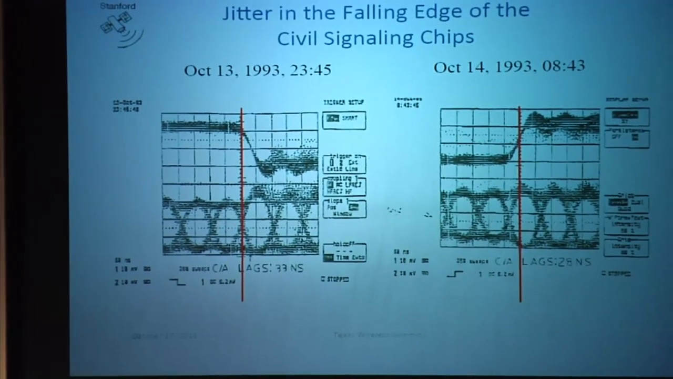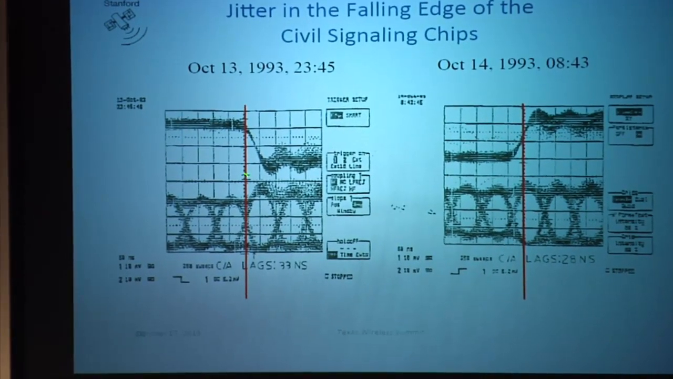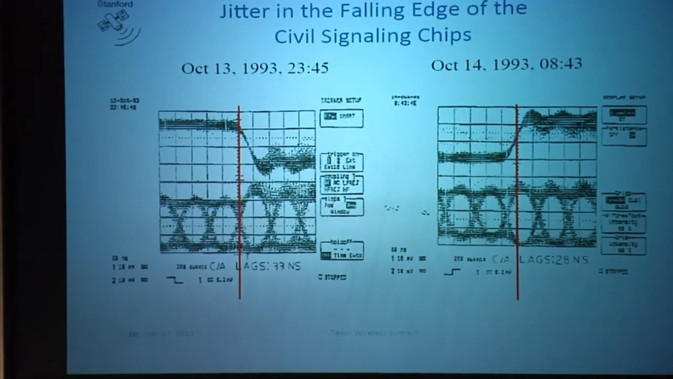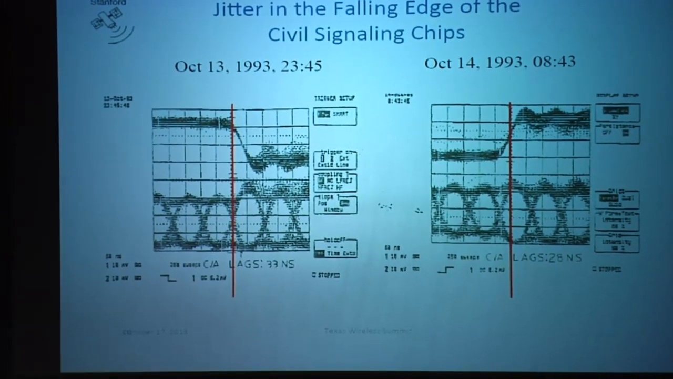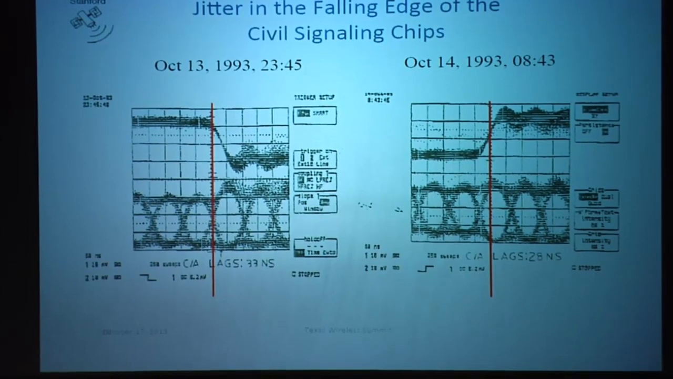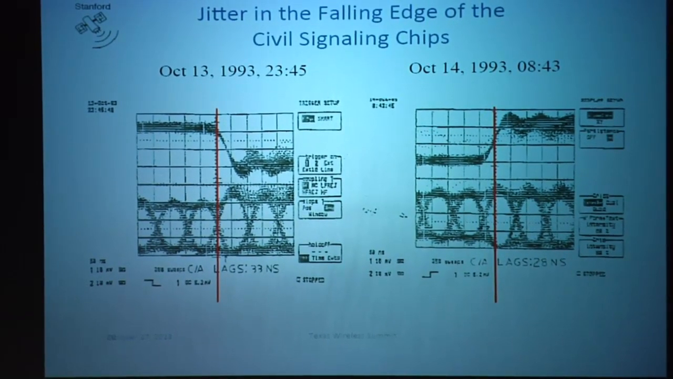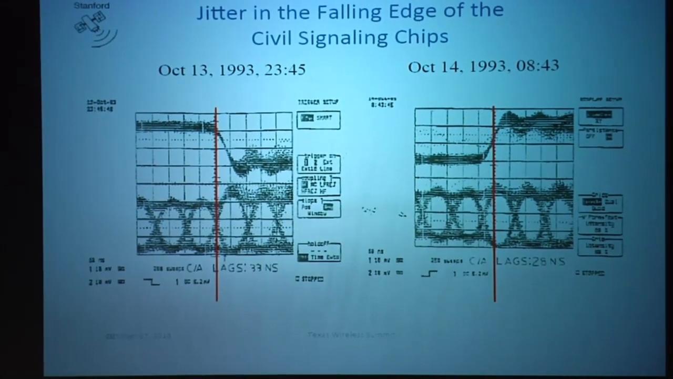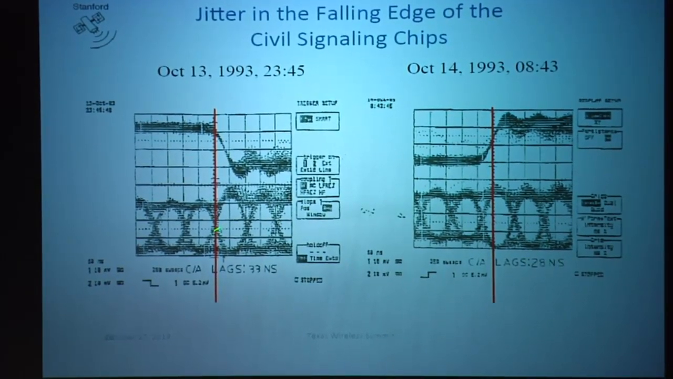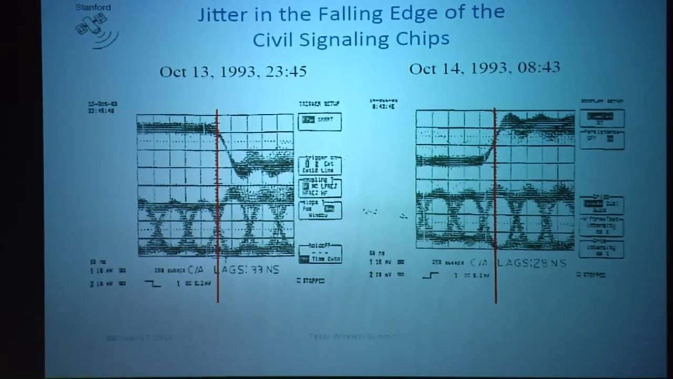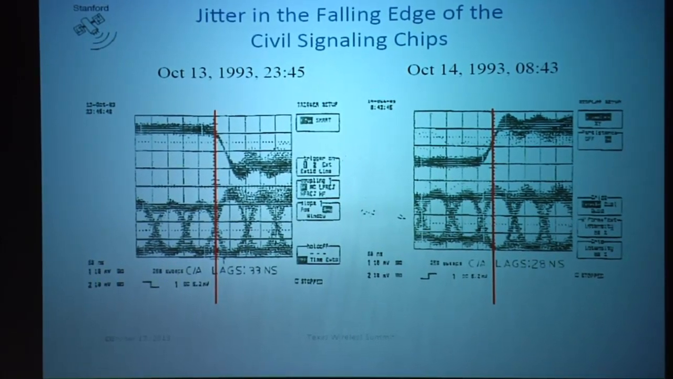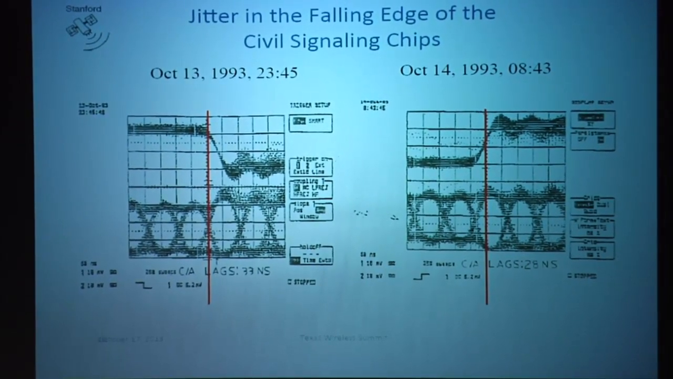What you see there in both traces, on the top, is the civilian code. And you're looking very closely at a 1-0 crossing of that civilian code. On the bottom, you see the PY code. That's the military code. It goes 10 times quicker. By the way, it's secure. We'll come back to that. But the edges are supposed to be synchronized. They're both driven by the same underlying clock.